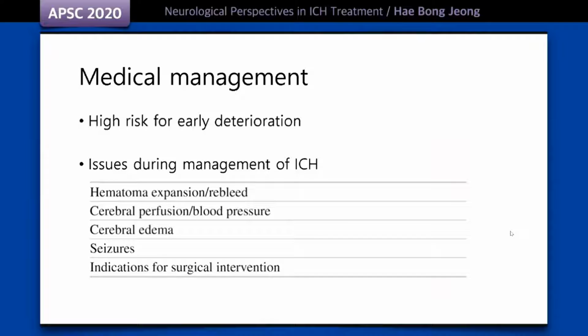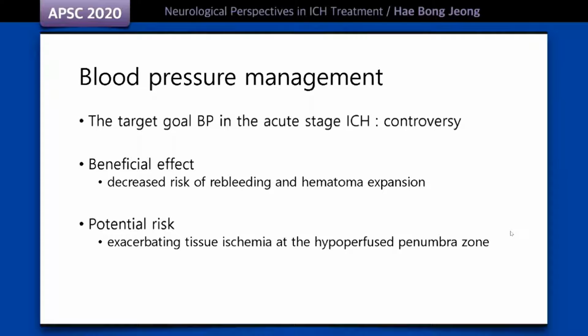Patients with ICH are at high risk for early deterioration and should initially be cared for in an intensive care setting. We will have some problems during ICH management, and the table shows general issues for ICH. Blood pressure is often elevated in patients with acute ICH, so BP monitoring and treatment is a critical issue. The target goal of BP in the acute stage has continued to be controversial. The reduction of BP has a beneficial effect on decreasing the risk of rebleeding and hematoma expansion, but might have potential risk of tissue ischemia at the hypoperfused penumbral zone in the perihematomal area.